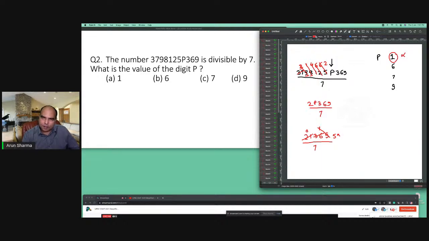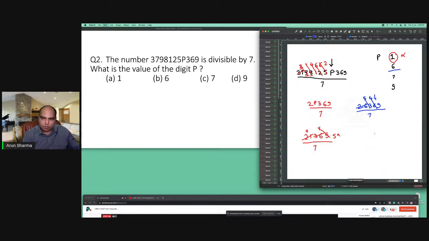Then if I pick a second option, let's say I pick the option 6 from here, and I try 26369. If I divide 26369 by 7, I get a remainder of 5. 53 by 7 gives me a remainder of 4. 46 by 7 gives me a remainder of 4, and 49 by 7 gives me a remainder of 0, which means at 6 it is divisible, and the correct answer is 6. So option B is the right answer in this question, and that's how you solve this question.